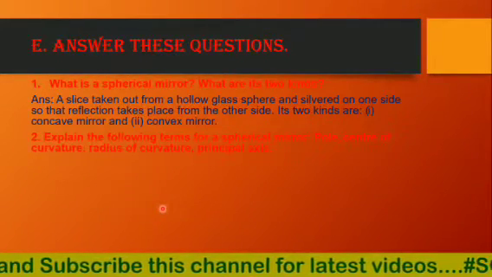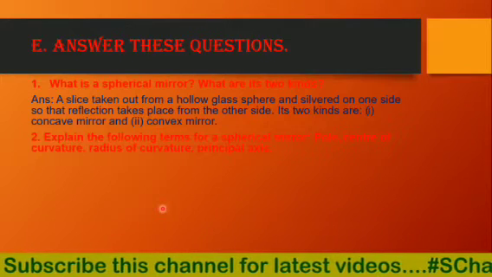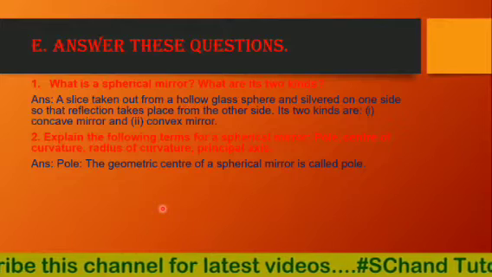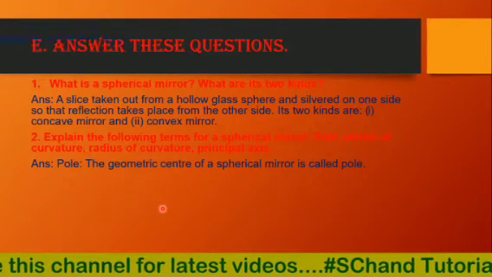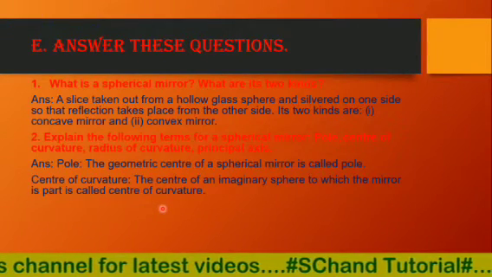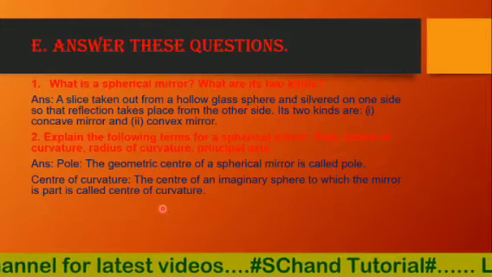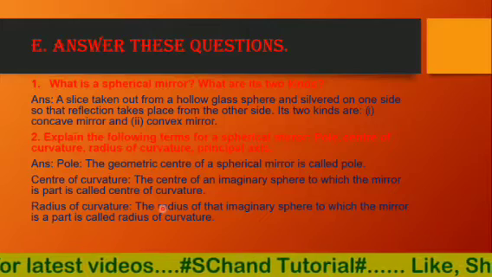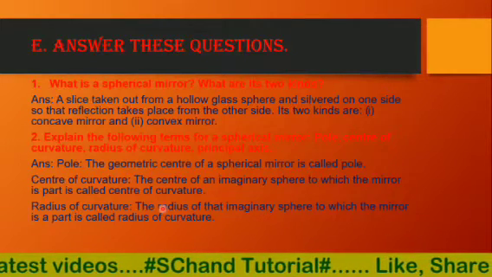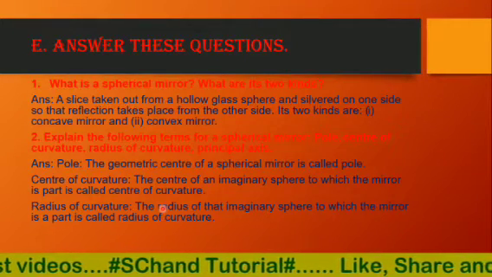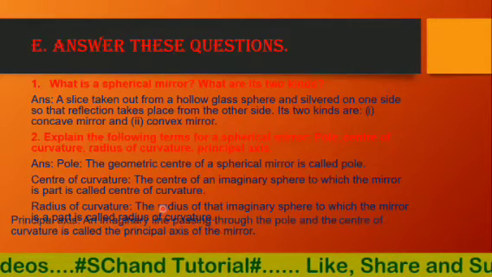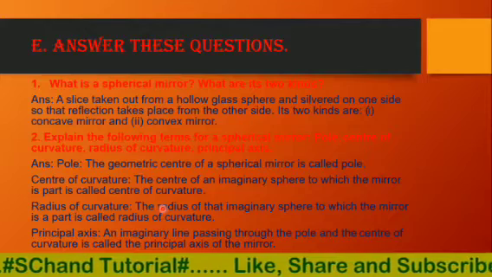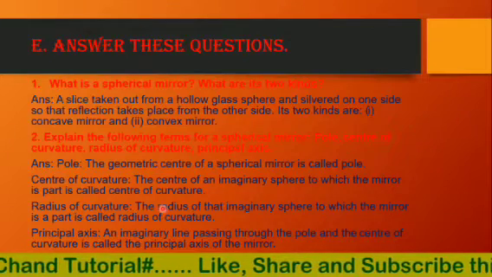Then explain the following terms related to the spherical mirror. First is pole. The geometric center of the spherical mirror is called the pole. Then we have center of curvature. Center of curvature is the center of that imaginary sphere to which the mirror is a part. Then we have the radius of curvature. Radius of curvature is the radius of that imaginary sphere to which the mirror is a part. Then the principal axis is an imaginary line passing through the pole and the center of curvature, called the principal axis of the mirror.